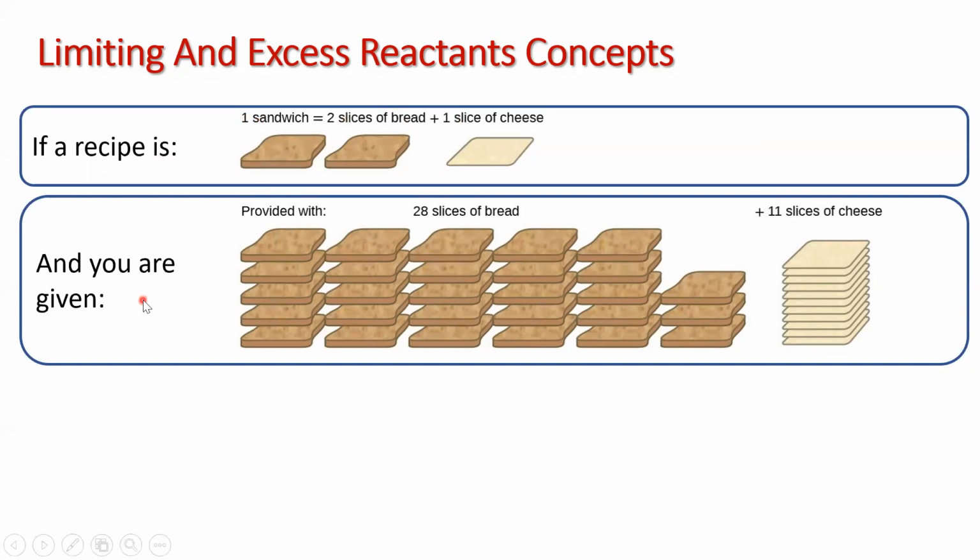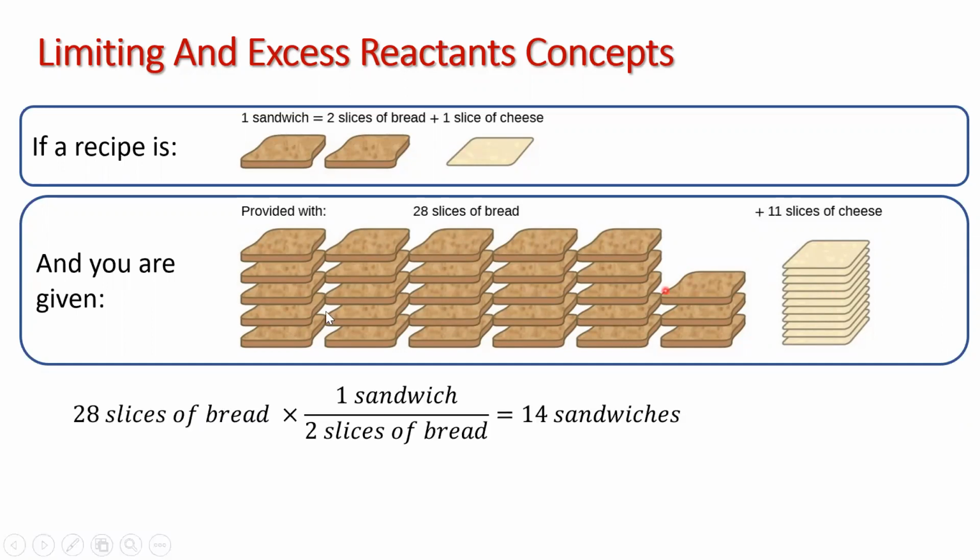And let's say that we go into our pantry and we find that we've got 28 pieces of bread. And then we go into our refrigerator and we have 11 slices of cheese. Well, the 28 slices of bread can make 14 sandwiches. Again, the ratio is 2 slices of bread for every 1 sandwich. That's where this conversion factor comes from. We could probably do it in our heads, but the numbers will get harder. So we want to get the concept down of how to do it.